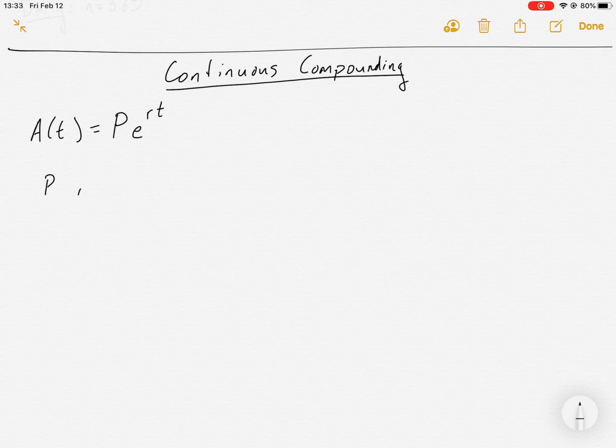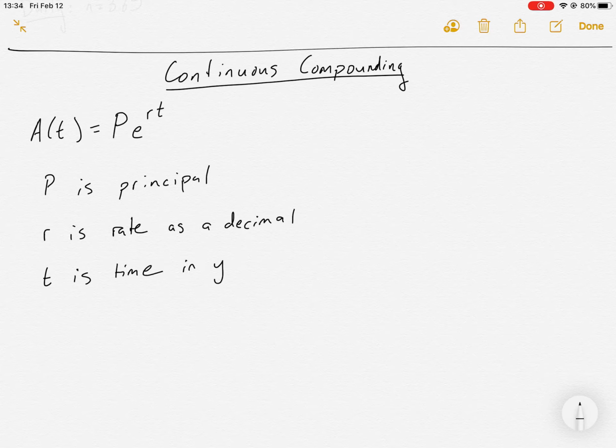So in this case P is still the principal, your initial amount. R is the rate as a decimal, so don't leave it as a percent. And T is time, most often in years. If R is a rate in something per year, then T would be time in years. So time is related to the rate.